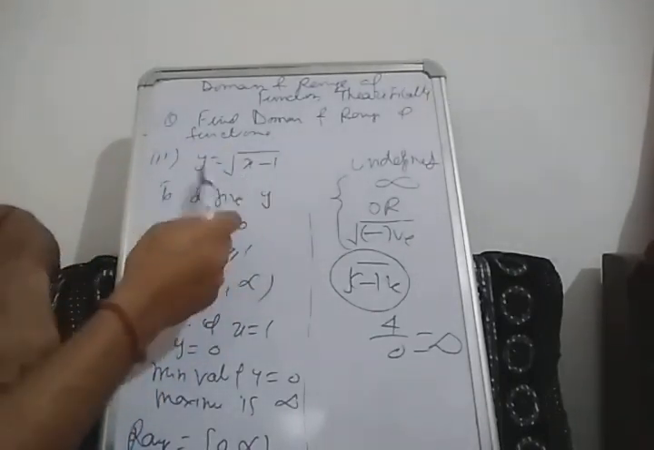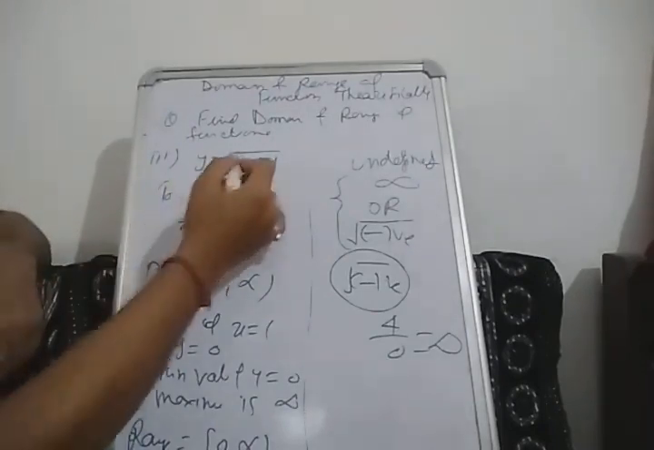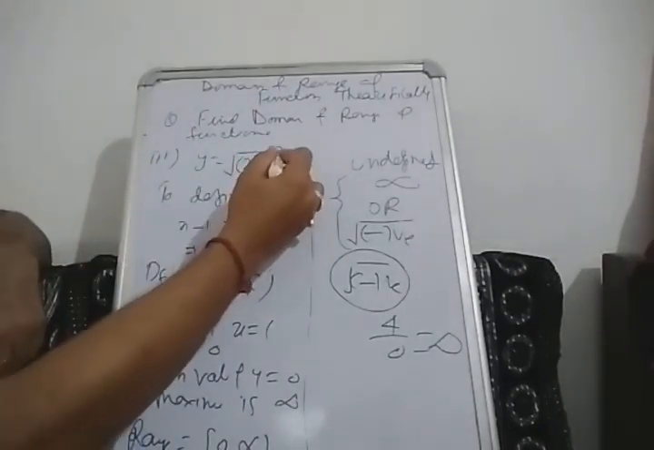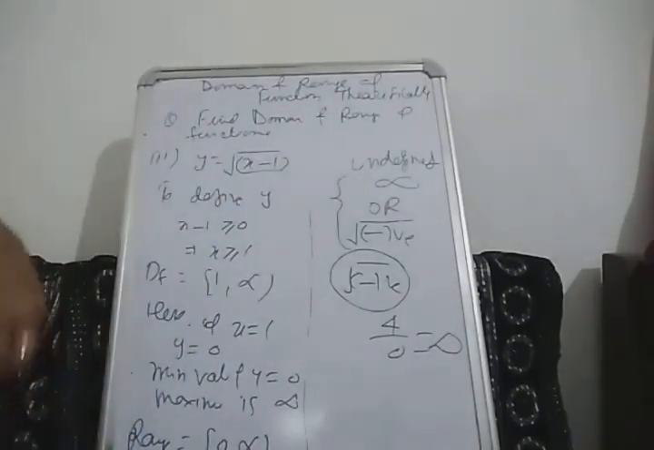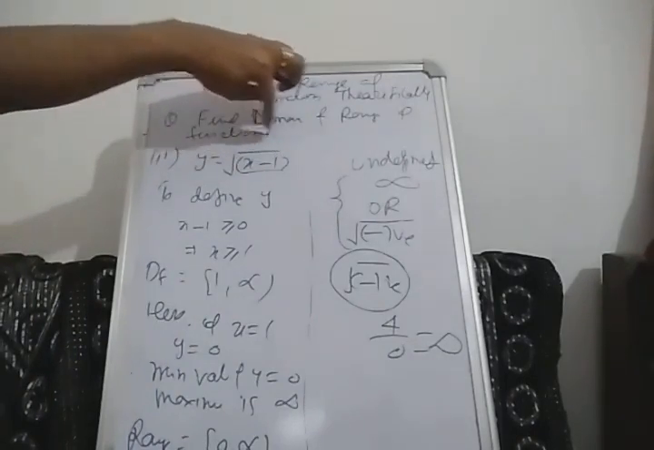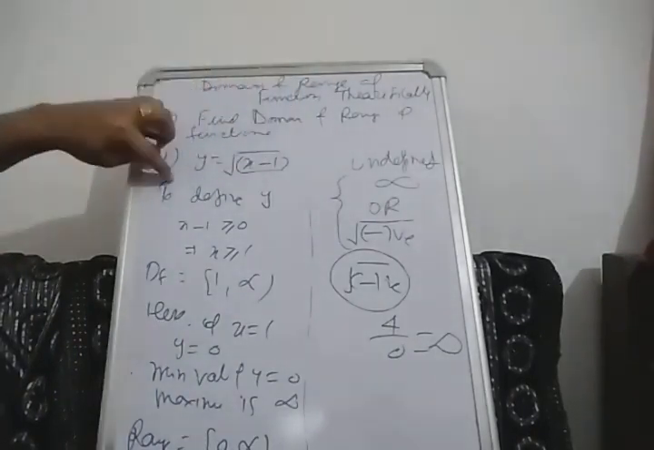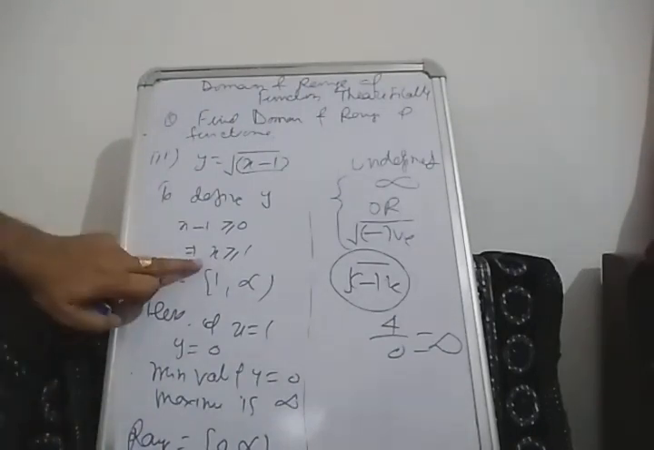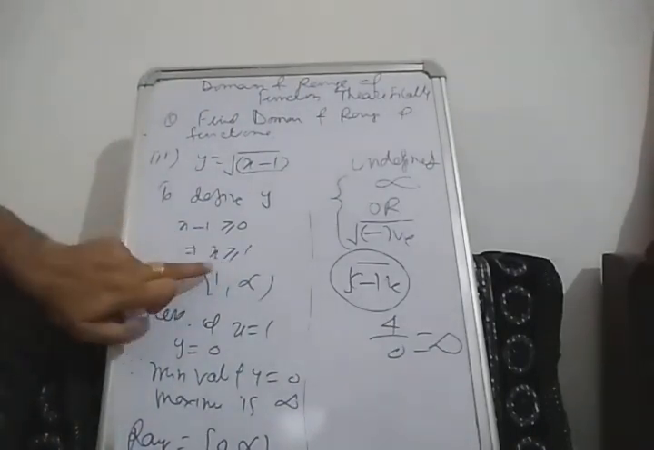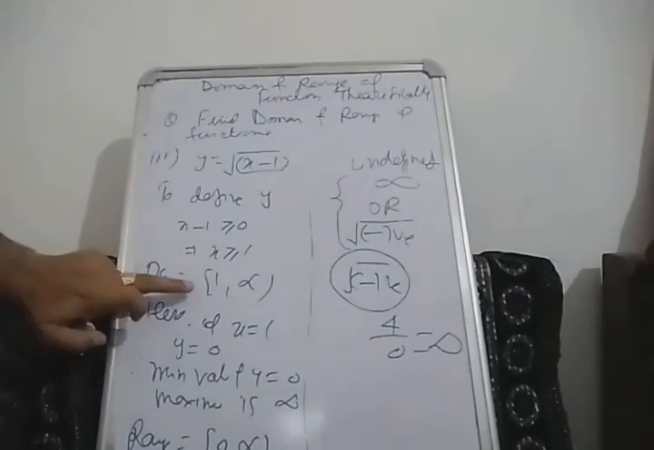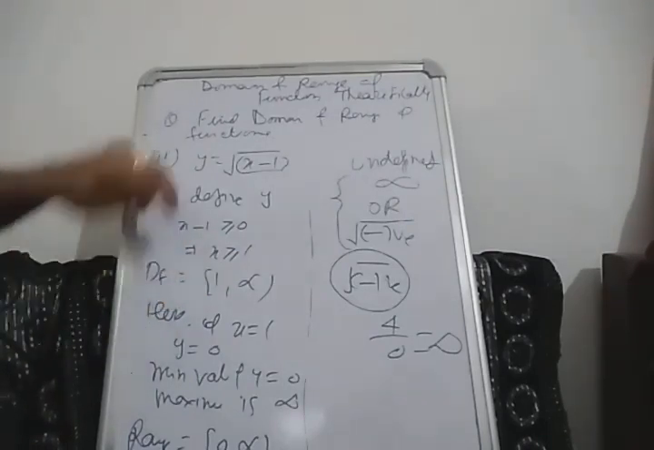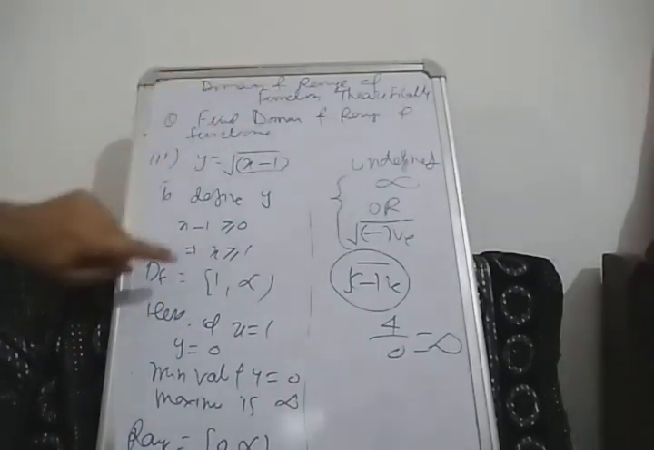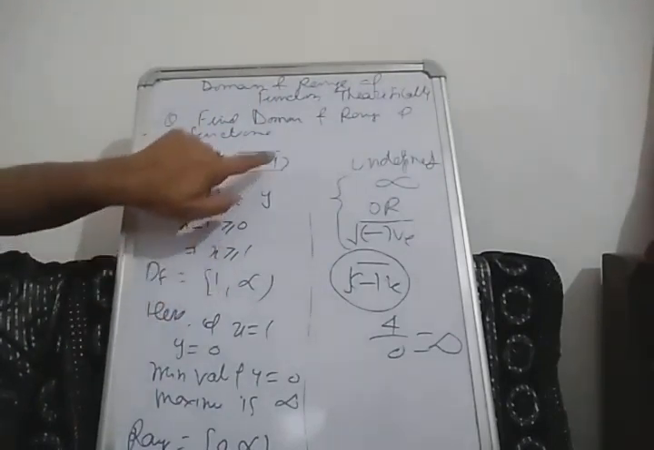It means to define y, this has to be positive. The square root of whatever number is under the square root sign should be positive. So to define y, x minus 1 should be positive. That means x should be more than or equal to 1. The domain should be more than or equal to 1. It means if you put any value of x more than or equal to 1, y will be defined.